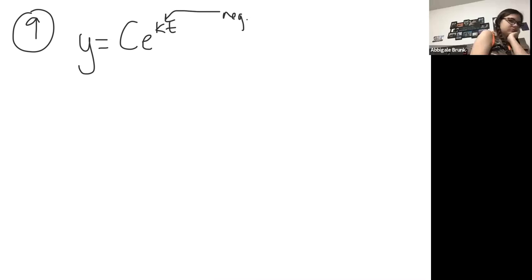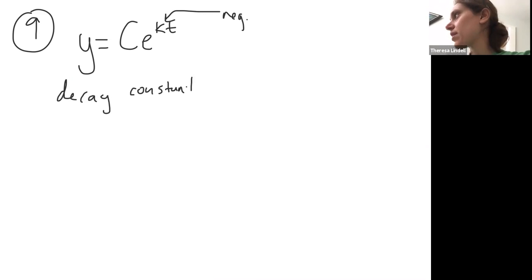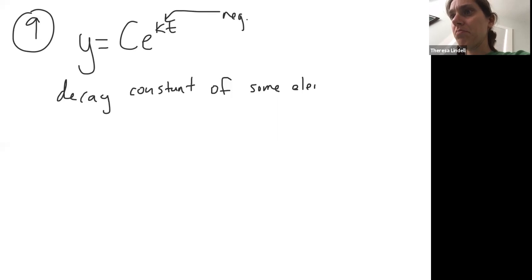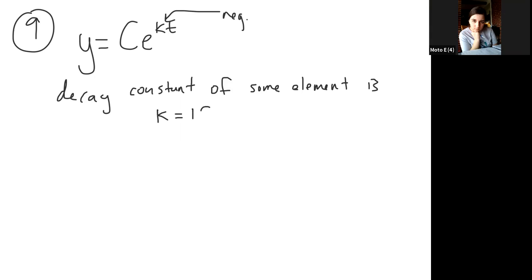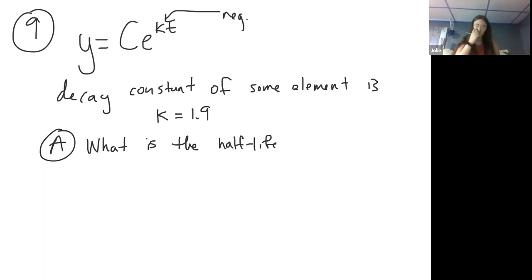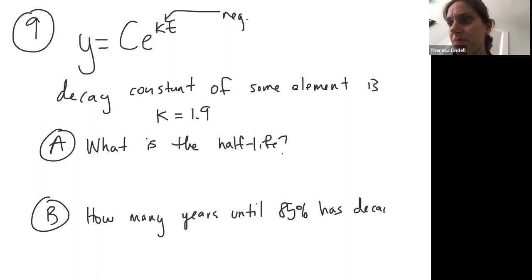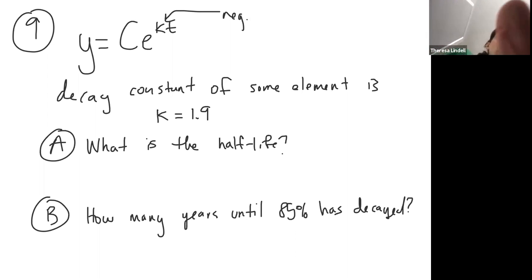But here we go. So this one, it's going to say something like the decay constant of some element is k equals 1.9. So part A is it wants to know what is the half-life. And part B is going to say how many years until 85% has decayed. So try your hand at those because I'm going to let you guys be the calculator people for this. I'm not going to take them. And I'm going to get my water.